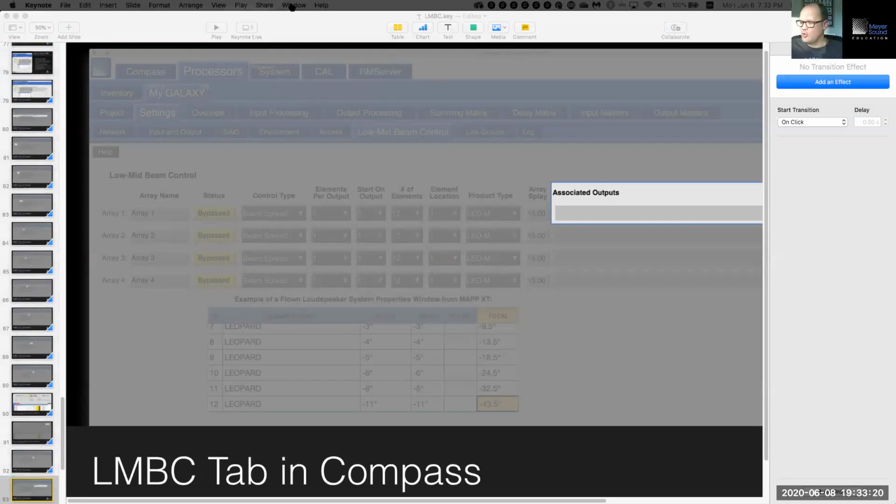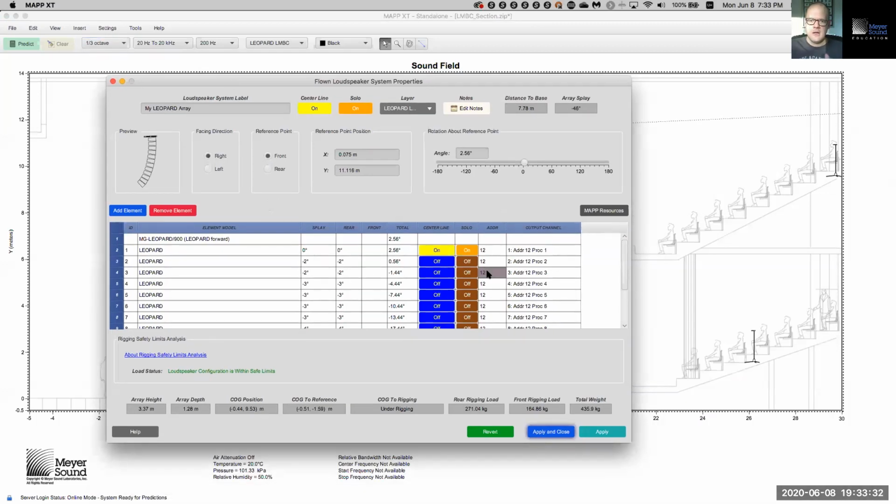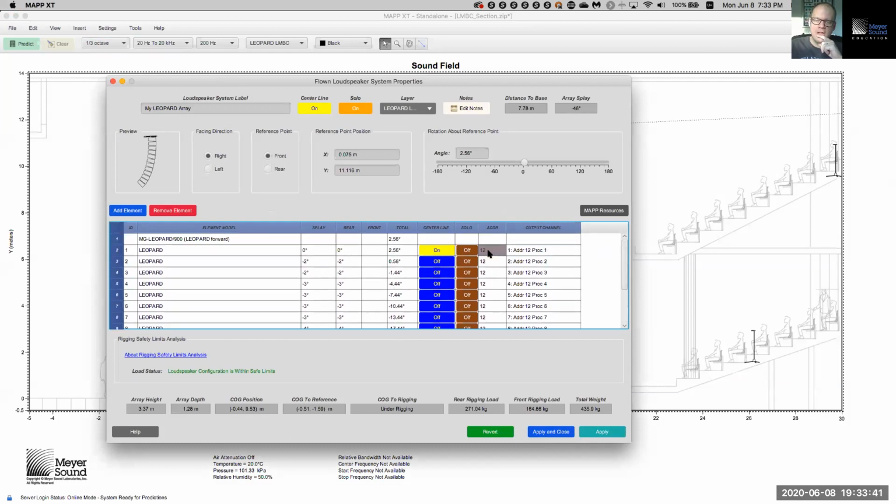So let's go to our beam spread first. Here we have our Leopard. Let's look at the Leopard and how it's been wired. So let's bring up the dialog. Notice that all the individual Leopard loudspeakers, 1 through 12, have all been connected to the Galaxy that lives on address 12. That's what we use in a SIM ecosystem. This Galaxy lives on address 12.